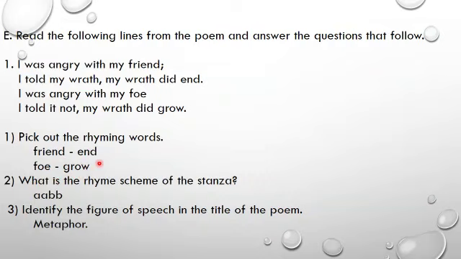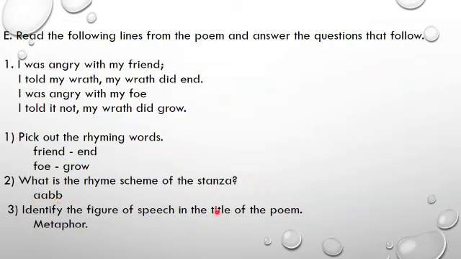The assignment is given. What is the rhyme scheme of the stanza? How to find the rhyme scheme? For each rhyming word, we should give a name like A, B, C. So, friend and end will get A, foe and grow will get B. So, friend A, end A, foe B, grow B. In this order we have to write, so it is a a b b. Keep in mind there should not be any punctuation in between, comma or full stop or hyphen, and you should not use capital letters. Only small letters we have to use to write the rhyme scheme.